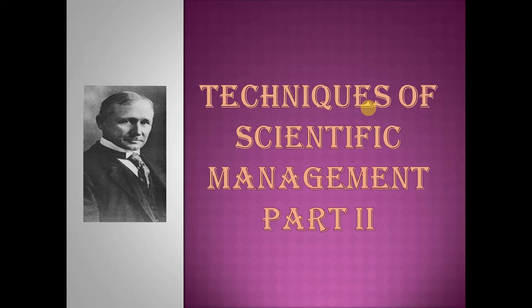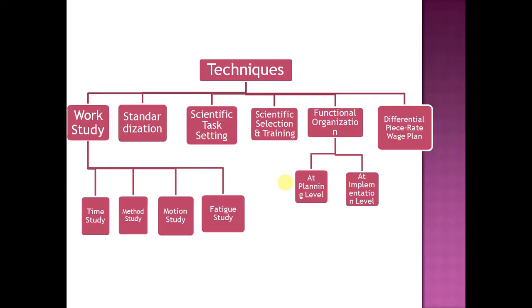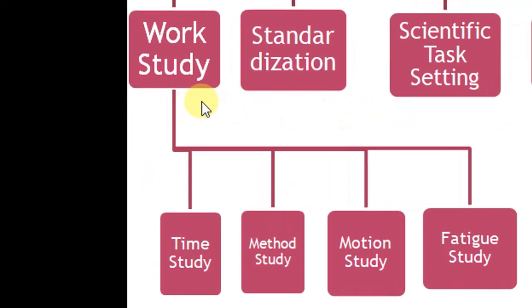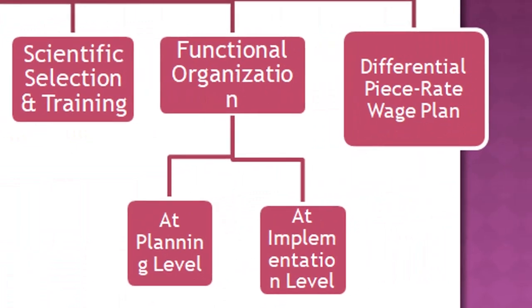In this video, we are going to learn Techniques of Scientific Management Part 2. In the last video, we studied three techniques: work study, standardization of tools and equipment, and scientific task setting. In this video, we are going to learn scientific selection and training, functional organization, and differential piece rate wage plan. Functional organization will be at two levels: at planning level and at implementation level.